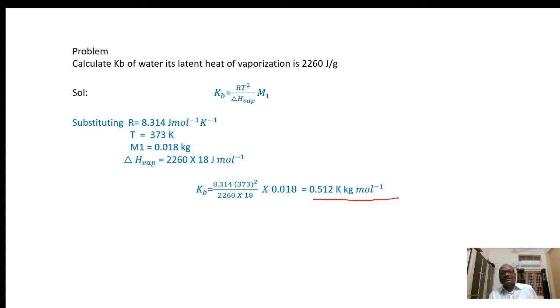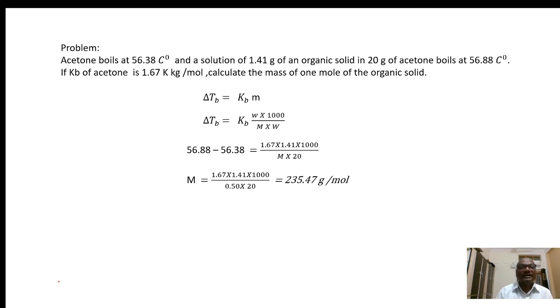Like this, Kb purely depends on the nature of the solvent. Here you cannot see any term which belongs to the solute. Only solvent terms you can see in this. Okay, this is right. So like this we have solved some problems on elevation of boiling point. The third problem is also there. You can see here: acetone boils at 56.38 degrees centigrade.